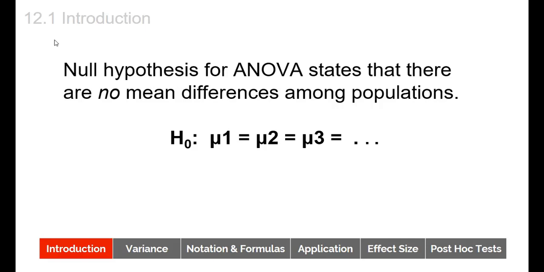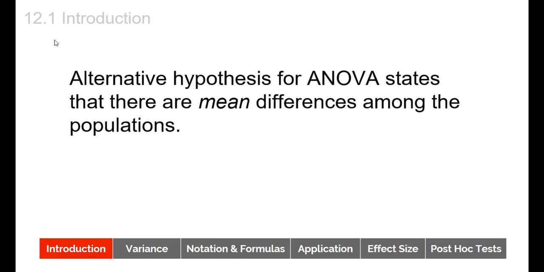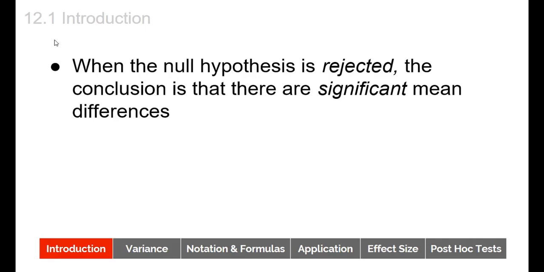So that's just what that illustrates. But the null hypothesis says that the mean of all the groups are the same. There's no difference. The alternative hypothesis for ANOVA states that there are mean differences among the populations. The mean of group 1 is not equal to the mean of group 2 is not equal to the mean of group 3. So when the null hypothesis is rejected, the conclusion is that there are significant mean differences.